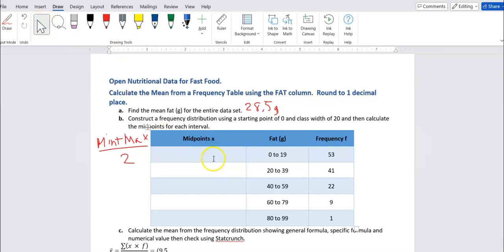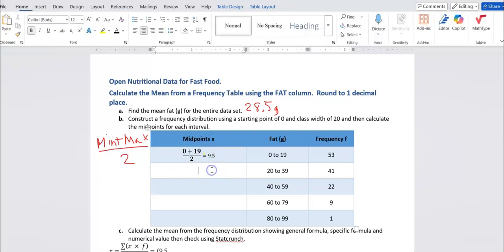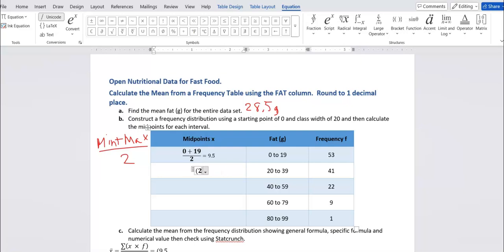So our midpoint. Remember, I'm going to use the equation editor. So I'm going to hit Alt plus to enter in. And 0 plus 19 divided by 2 space equals 9.5. And then the next one I can do as well. Remember, Alt plus 20 plus 39 divided by 2 space equals, and then 29.5. Go ahead and type in the rest. So now we have the midpoints. Remember, we take the lower limit plus the upper limit divided by 2, so we have midpoints of 9.5, 29.5, 49.5, 69.5, and 89.5, and notice the class width is 20.